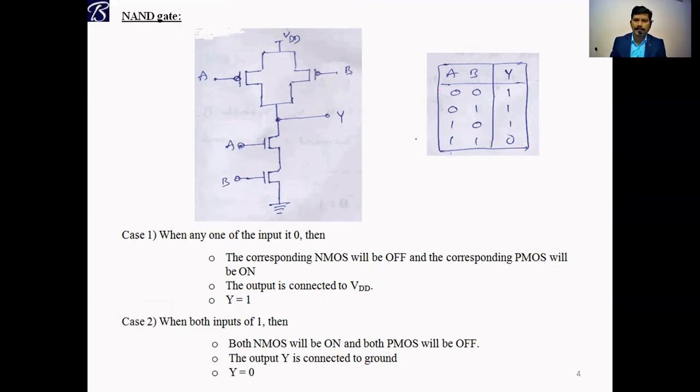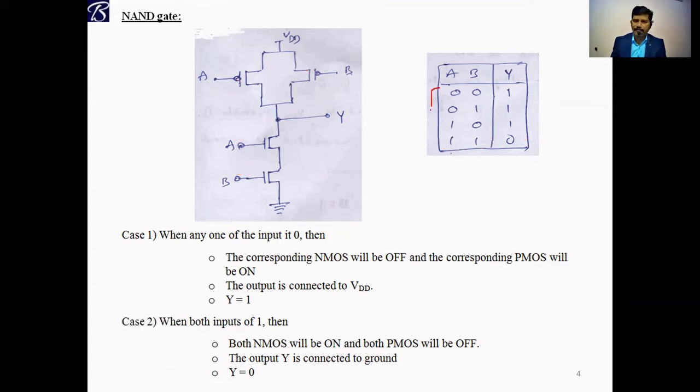Let me repeat once again. When both inputs are 1 1, because this is 1 and this is equal to 1, the corresponding PMOS will be switched off. Because A equal to 1 means, because of the bubble, both of these will be switched off and both of these will be switched on, so that Y is connected to ground, so output Y equal to 0.